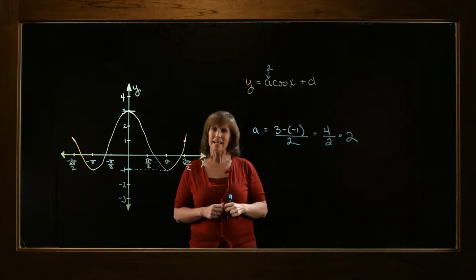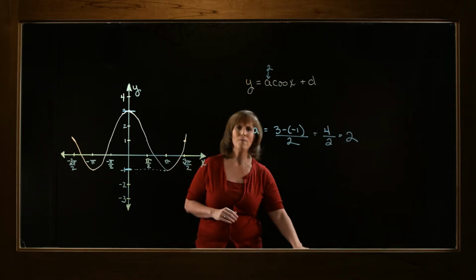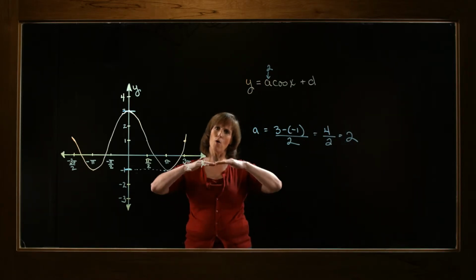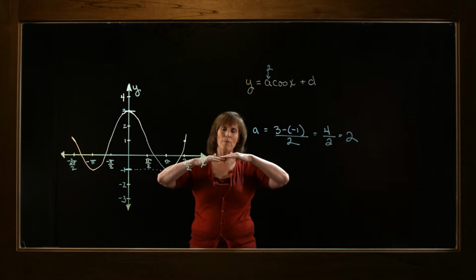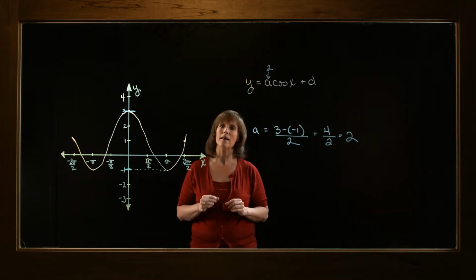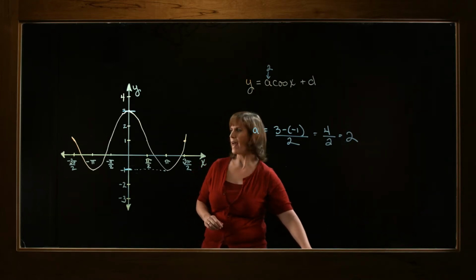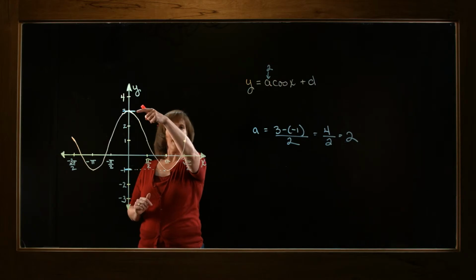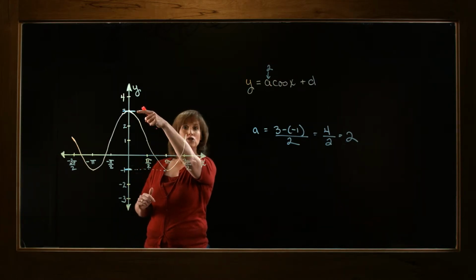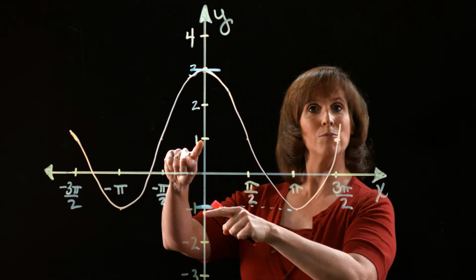Okay, the next thing I need to figure out is that vertical shift. Well, if my amplitude is 2, there should be a horizontal line where I'm going to be able to move 2 above it and 2 below it to get my minimum and maximum points. Well, where is that going to happen? Well, if my maximum is at 3, 2 units lower would put me at 1, and 2 units below that puts me at my minimum.